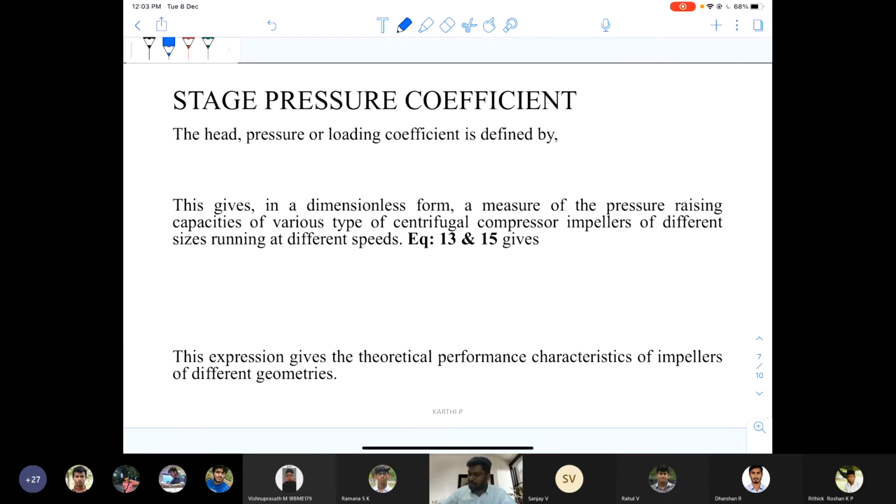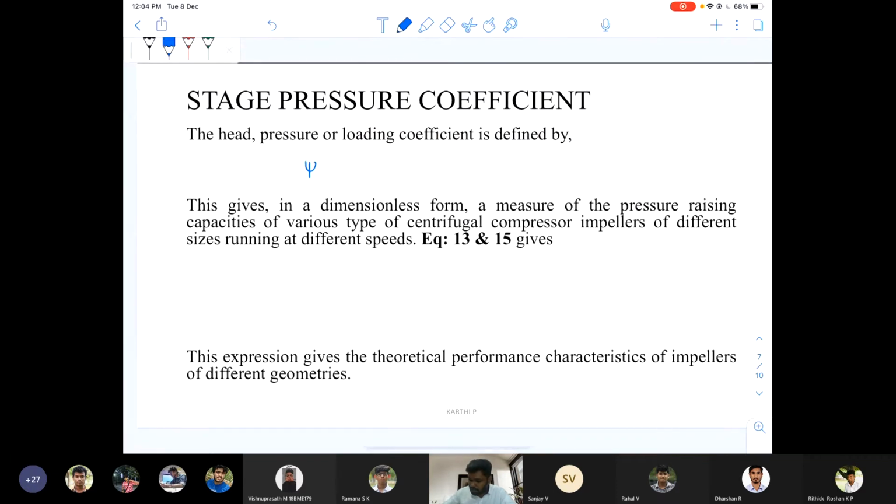The next concept is the stage pressure coefficient. Okay, we will be seeing the stage pressure coefficient of a centrifugal compressor. The head and pressure or the loading coefficient is defined by an equation psi is equal to W divided by U2 square, and consider this as equation number 18.